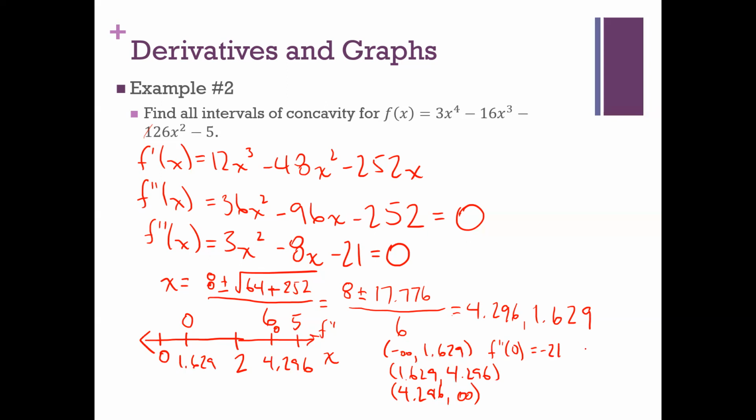So that is concave what? Down. All right, what is f double prime of 2? Negative 25. Something's going wrong here. I would expect them to alternate. Oh, I know what I did. This is all my fault.